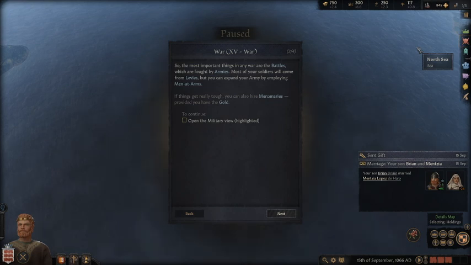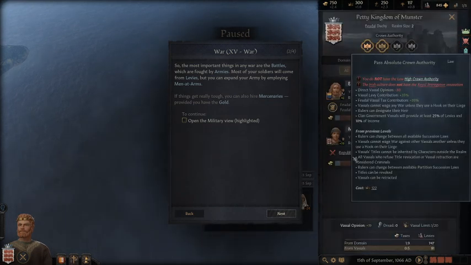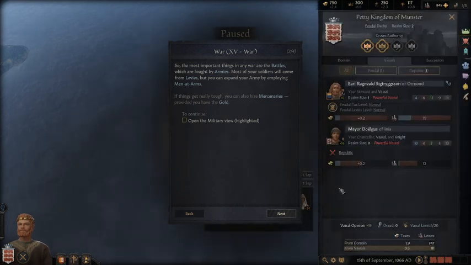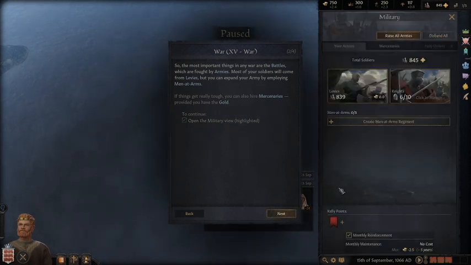Military view is F3. Oh no, I just pressed it here instead. Not by accident.